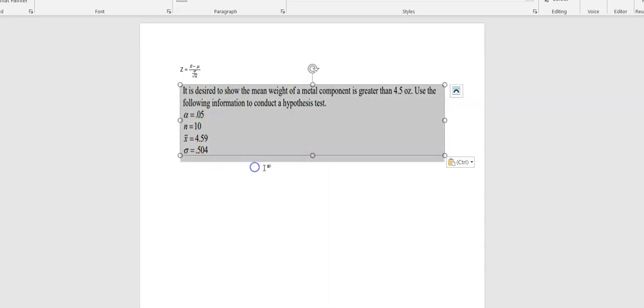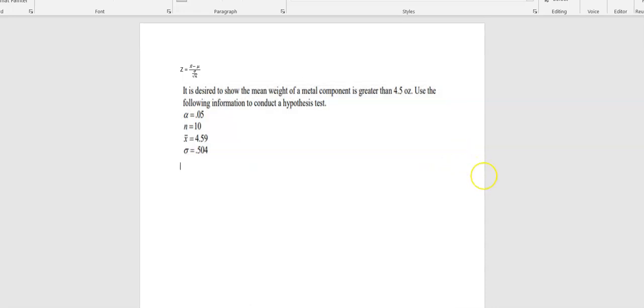stating our null hypothesis and our alternate hypothesis. The alternate hypothesis is written right in that first sentence. We want to show that the mean weight of a metal component is greater than 4.5 ounces. All right, so notice the mean again, so we know it's the mean. So our mean is greater than 4.5 is our alternate. Mean is greater than 4.5.